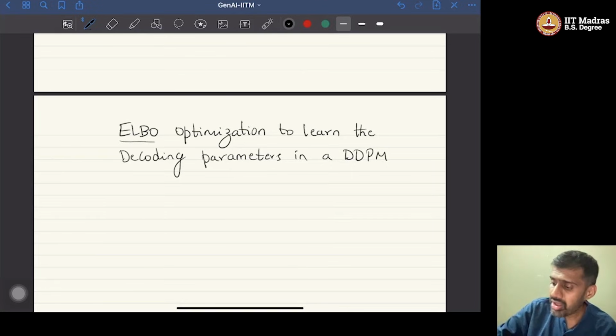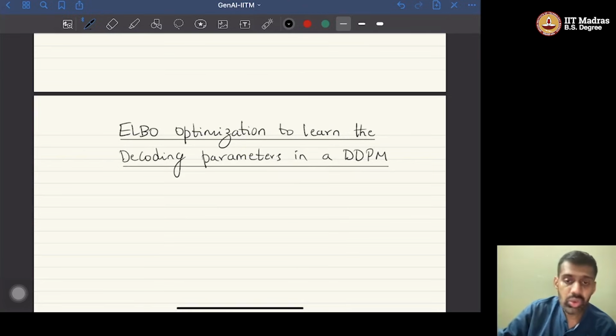Now please be a little patient with me because this might all seem a little abstract, but as we move on, a lot of clarity would emerge. Just like we discussed the implementation aspects of a VAE, we'll also discuss the implementation aspects of DDPM. But so far, what we have seen is that a DDPM is a hierarchical VAE with fixed encoding or forward process, where the decoding process is learned.